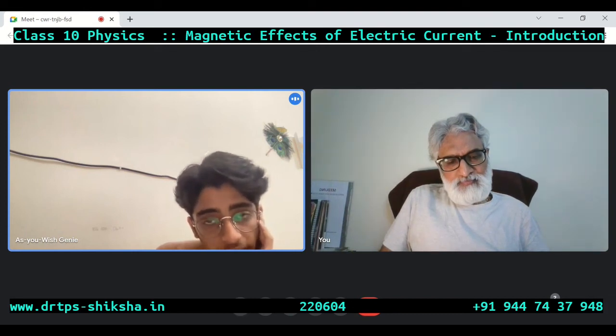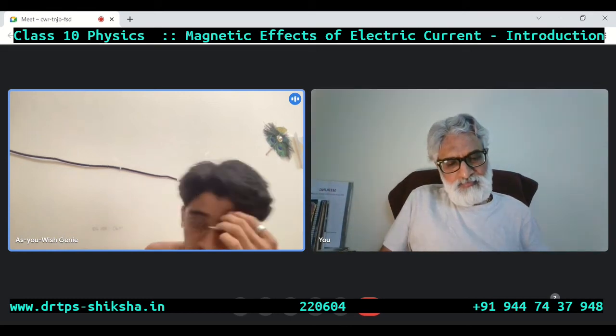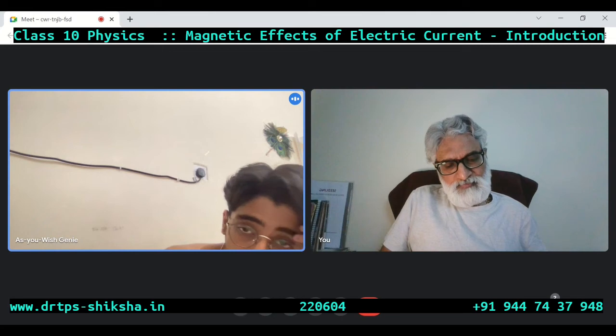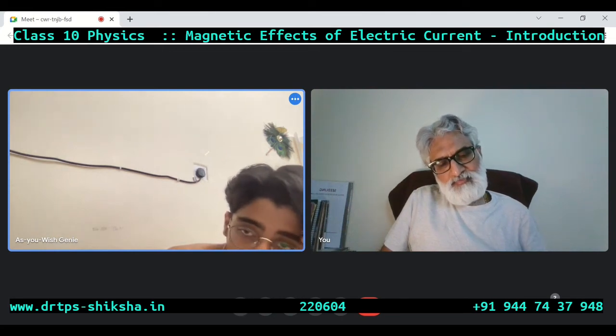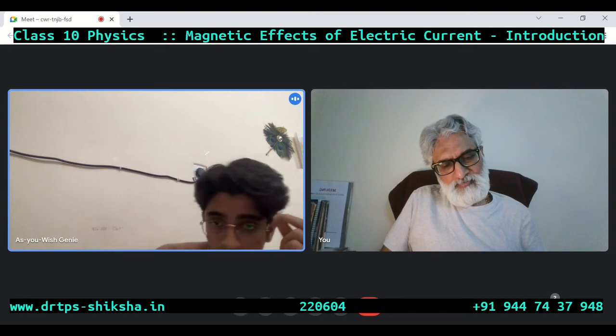Motion of charged particle in a magnetic field, Lorentz force. When a charged particle of charge Q moves with velocity V in a magnetic field B at an angle theta, then the force acting on the particle is F equals QVB sine theta.